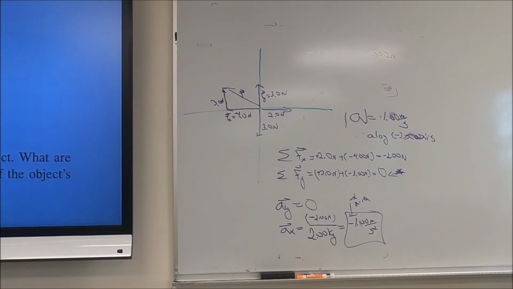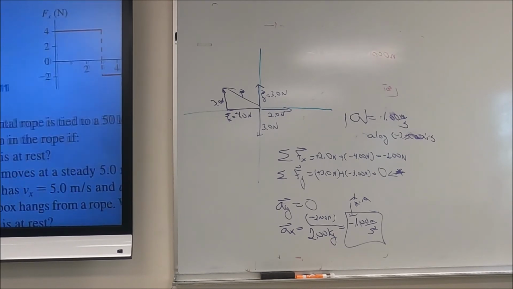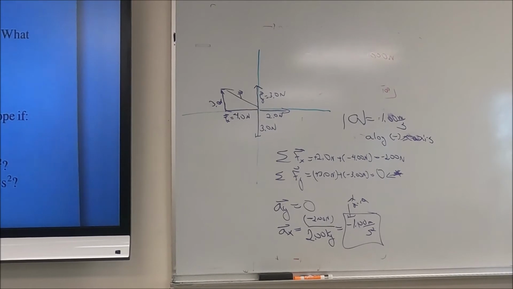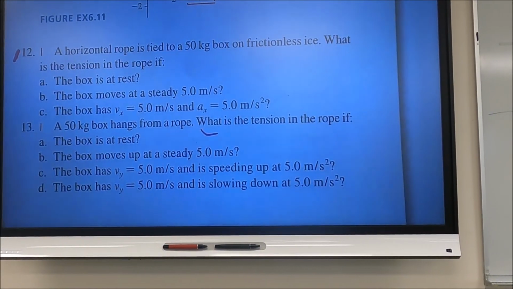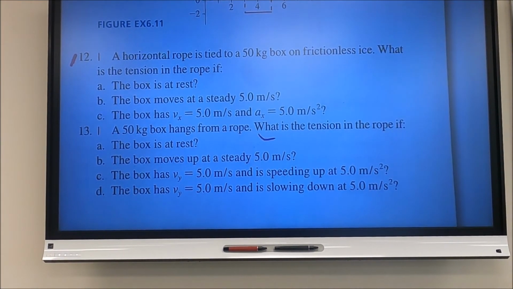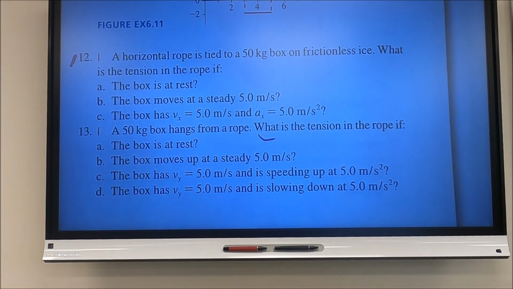Now, the other problem I have picked out is problem 12. So let's look at problem 12 here. Okay, it says a horizontal rope is tied to a 50 kilogram box on frictionless ice. It says, what is the tension of the rope if the box is at rest?